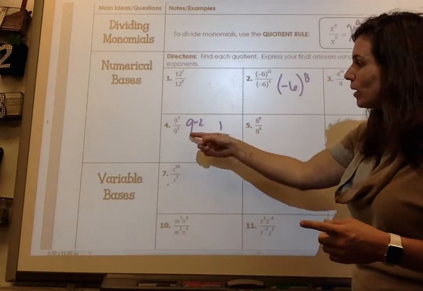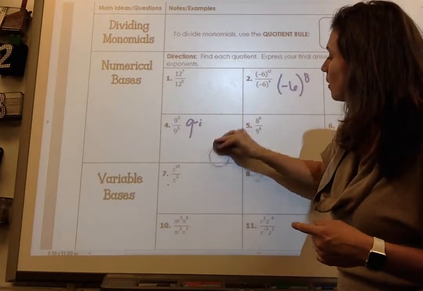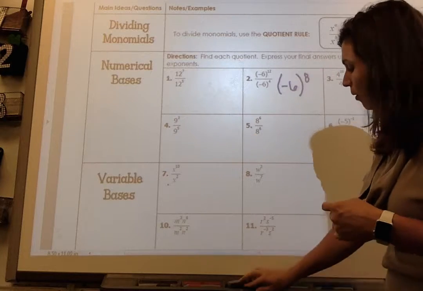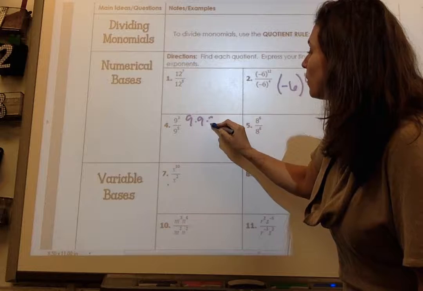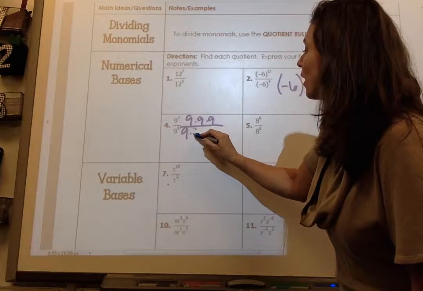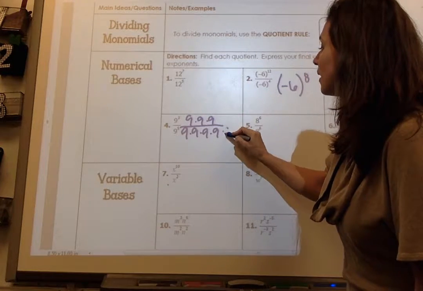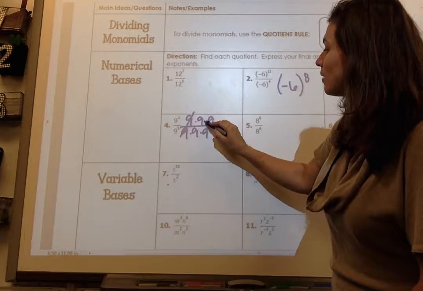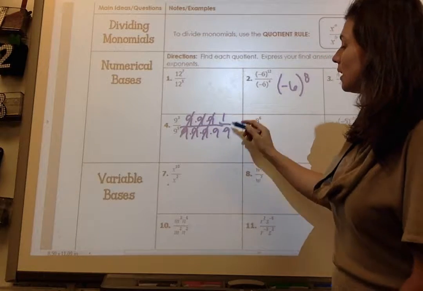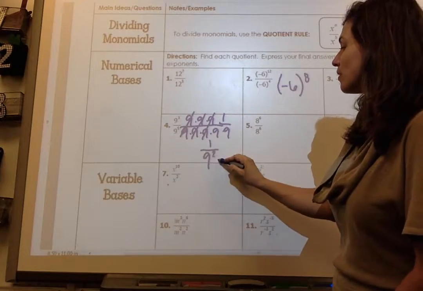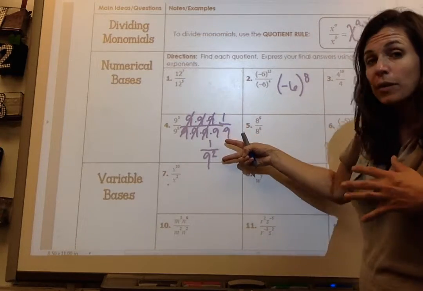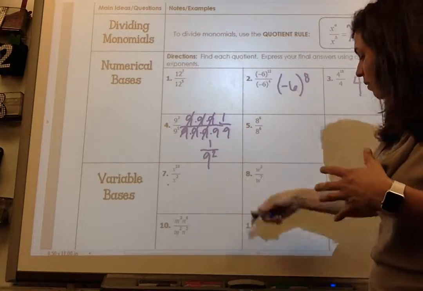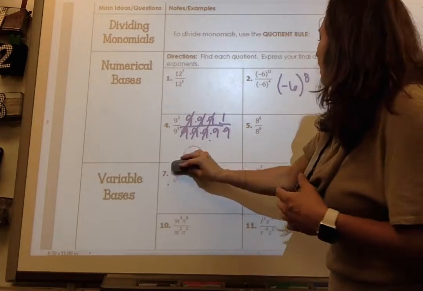And this is also in your notes from a long time ago. If I wrote this in expanded form, 9 times 9 times 9 over 9 times 9 times 9 times 9 times 9, these cancel, cancel, cancel, and it leaves me with 1 over 9 squared. So even though I got a negative exponent, remember I still had to flip my reciprocal and that became positive, and that's the why behind it.